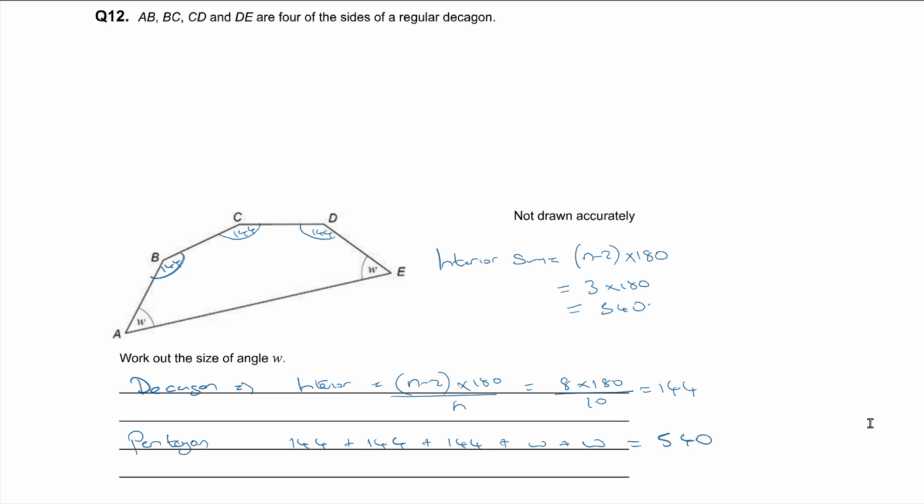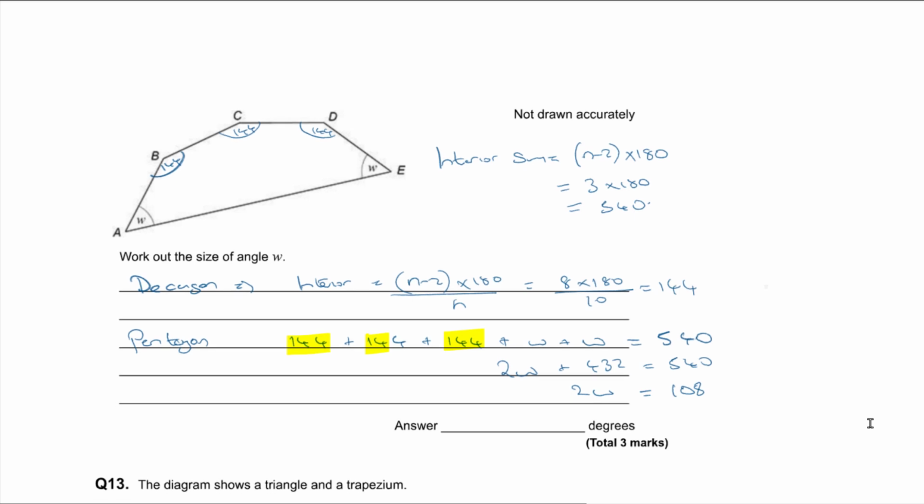So what are those 3 added together? 144 times 3, that's 432. So that means I've got 2W plus 432 is equal to 540. So then 2W is equal to 540, take away 432. That's 108. Okay, and then W is going to be 108 divided by 2, because there's 2 of them, isn't it? So that's 54. So each one is going to be 54.